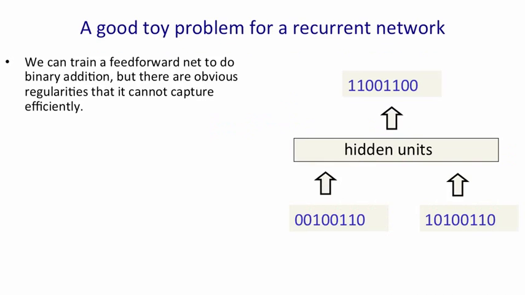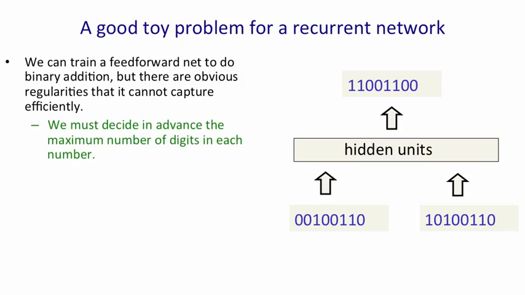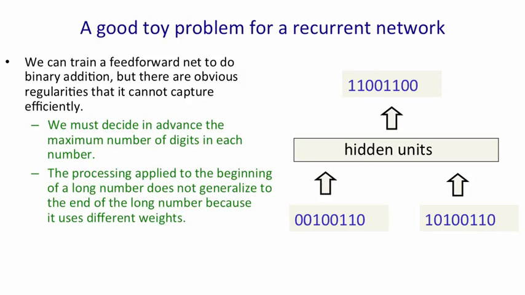So consider the problem of adding up two binary numbers. We could train a feed-forward neural network to do that, and the diagram on the right shows a network that gets some inputs and produces some outputs. But there are problems with using a feed-forward neural network. We have to decide in advance what the maximum number of digits is for both of the input numbers and for the output number.